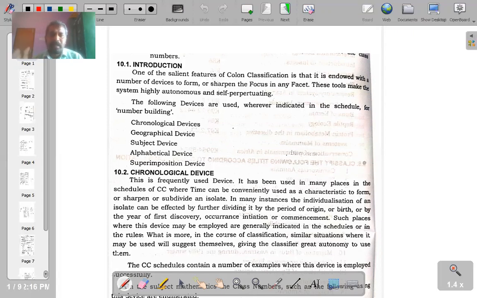Or some base number is available. That number is to be shortened. That number is to be modified. That number is to be extended. That number is to be elaborated. So in all these cases, either to create a new isolate or to extend or sharpen the already available isolates, we can make use of a good number of devices which are available in colon classification.